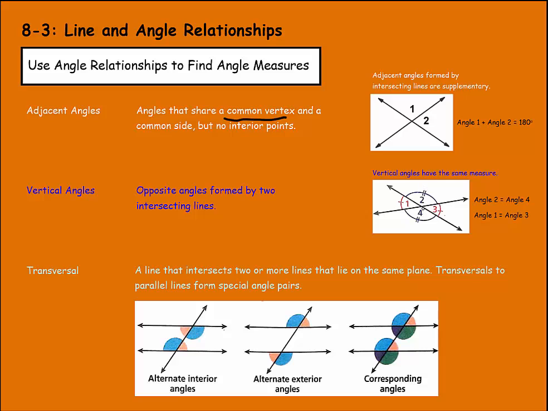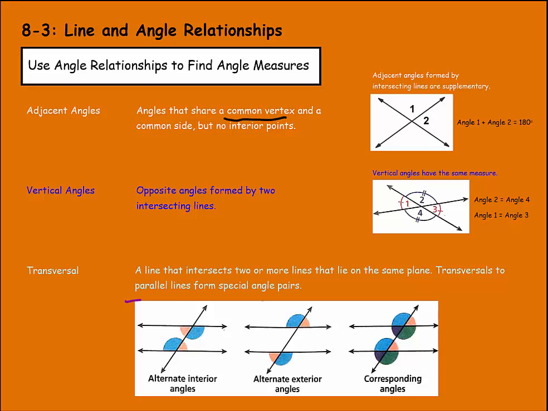Something you'll notice is that these look very similar to each other, and that's because it's true. Vertical angles have the same exact measure. So therefore, angle 2 equals angle 4, and angle 1 equals angle 3. The third word then is transversal. A transversal is a line that intersects 2 or more lines that lie on the same plane.